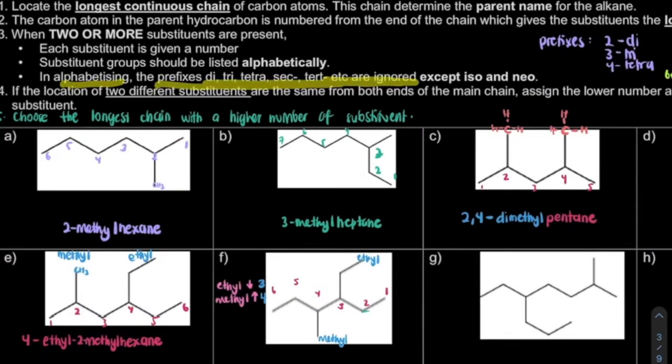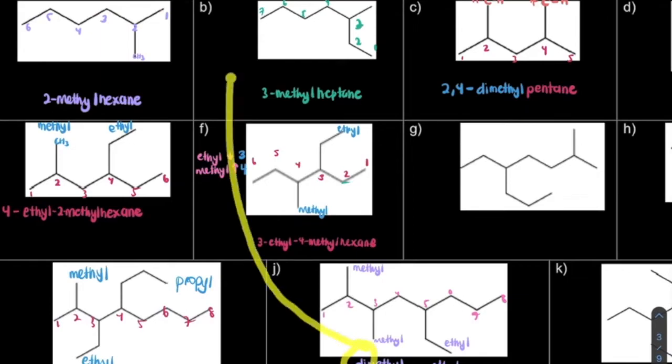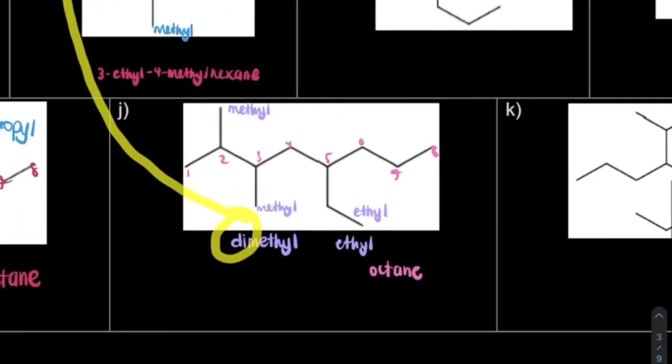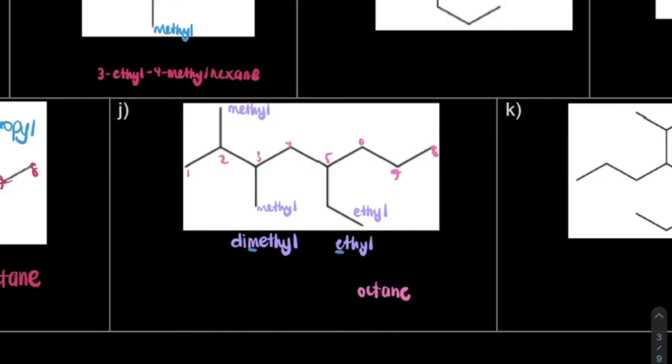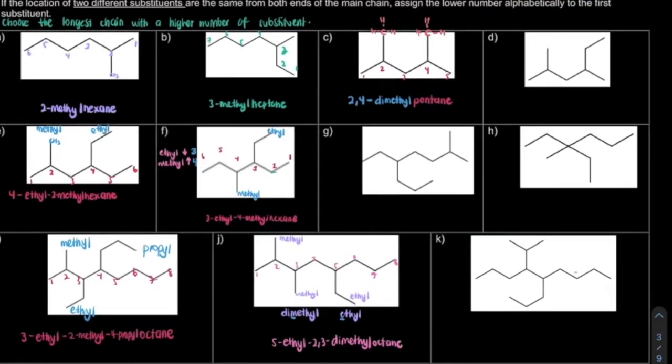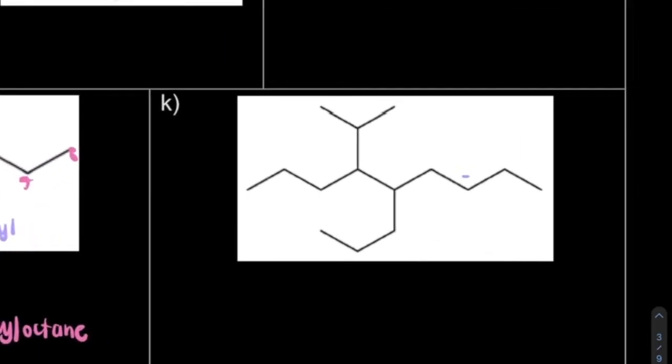It says here, in alphabetizing, di, tri, tetra, sec are all ignored. So for dimethyl we take M and ignore di. For ethyl, we take the letter E. Between E and M, we take ethyl first. So 5-ethyl, then 2,3-dimethyloctane. That's for question C. Again, prefixes we will ignore.